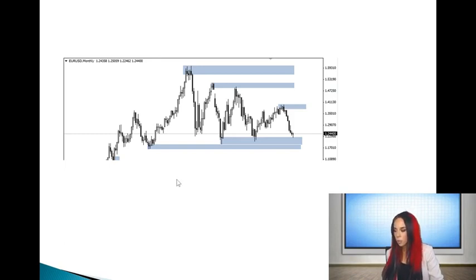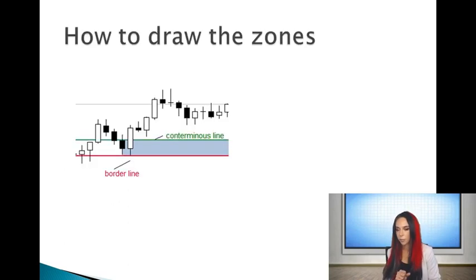And now let's move on to how to draw the zones correctly. I'm going to introduce a couple of new terms here to distinguish between the proximal area and distal area of the zone. Kind of like port and starboard on boats, so that there's no confusion of where the trade entry will be. So to draw the zones correctly, let's first use two lines.